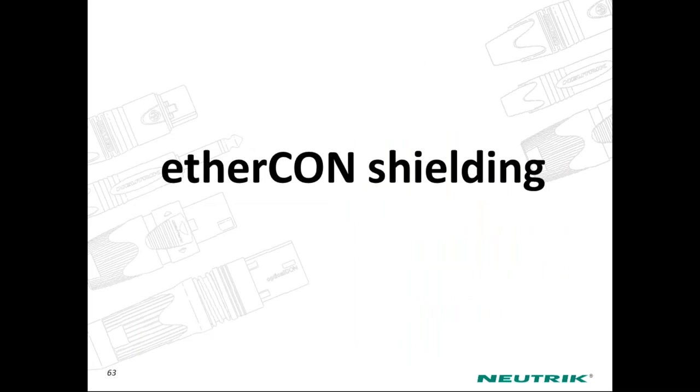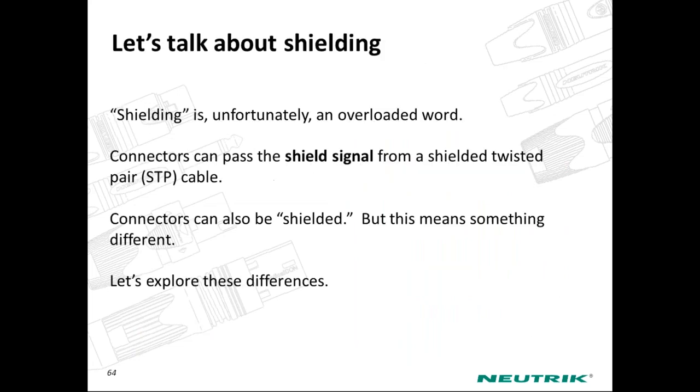Okay, so let's talk about etherCON shielding. This is important. Shielding, unfortunately, is an overloaded word. So the cable has a shield on it, if it's an STP, shielded twisted pair cable. And the question is, is that shield passed through the connector to the other side? And the answer with etherCON is always yes. But connectors can also be shielded. This means something different. So let's take a look here at the next page.